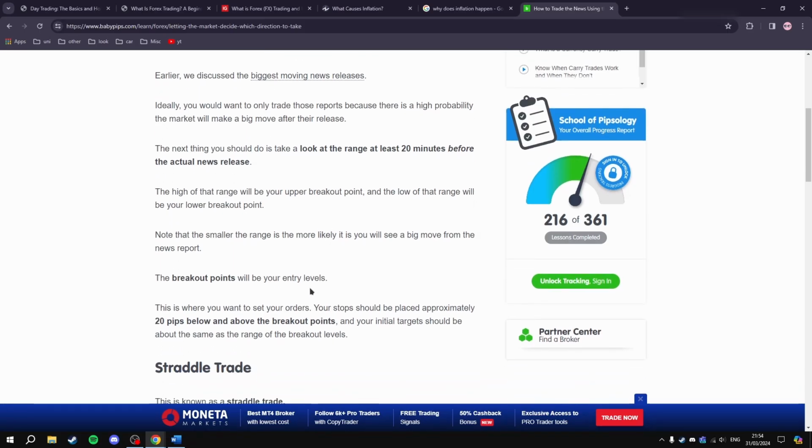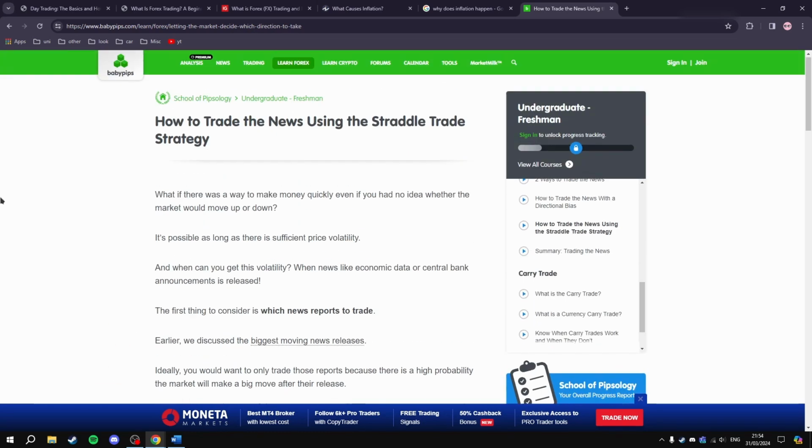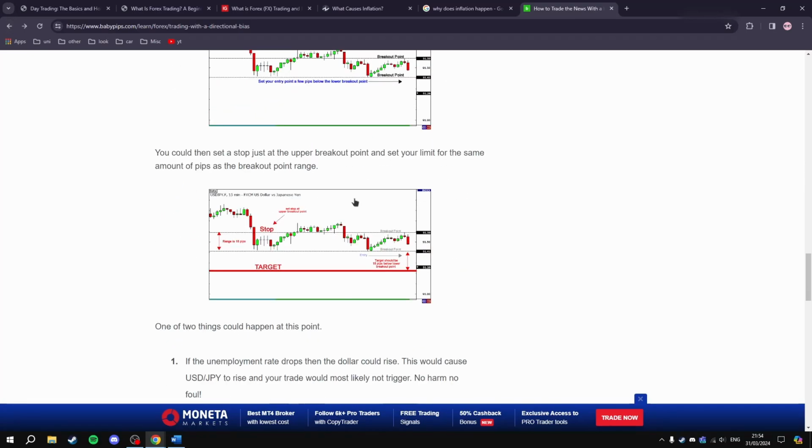Note that the smaller the range is, the more likely it is you will see a big move from the news reports.